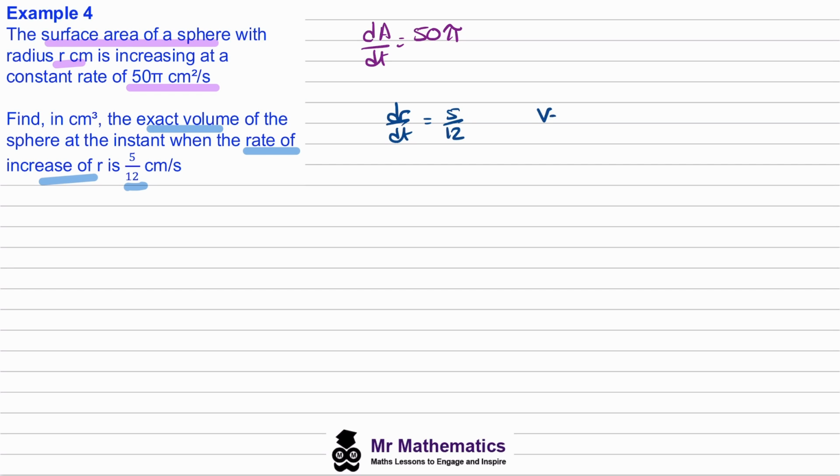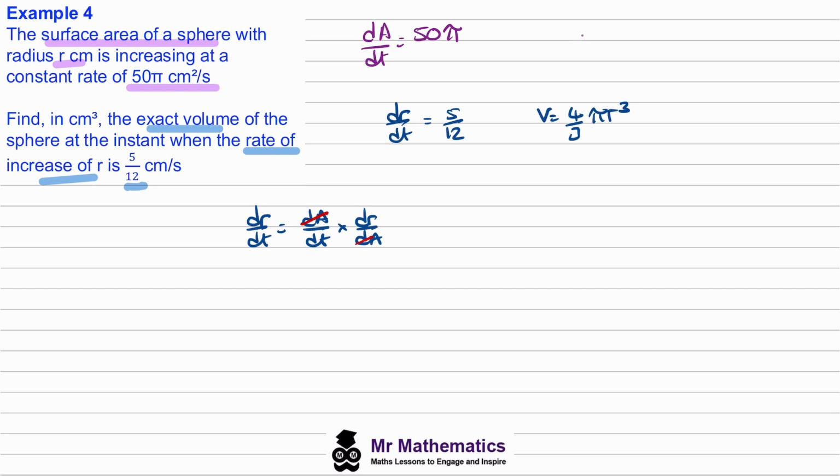And we know the volume of a sphere is 4 over 3 pi r cubed. So we'll set up an equation involving dr by dt to find the radius, and then we'll substitute that radius into here to find the volume. So dr by dt, using what we have here, dA by dt, we need to multiply this by dr over dA. These dA's will cancel, and we've got dr by dt.